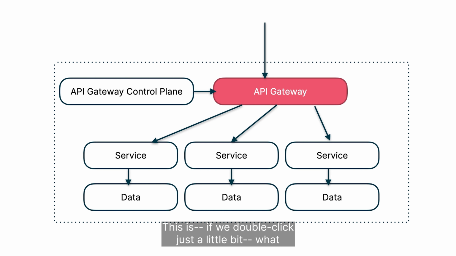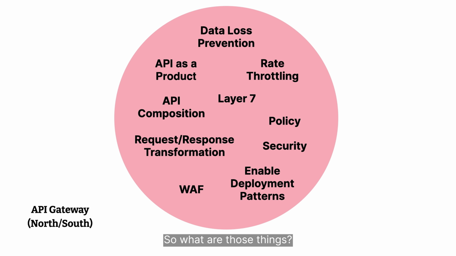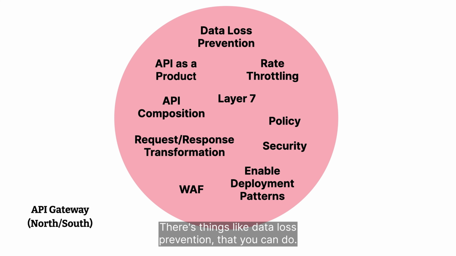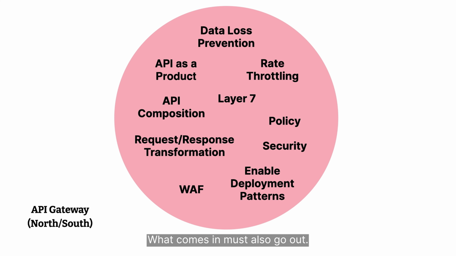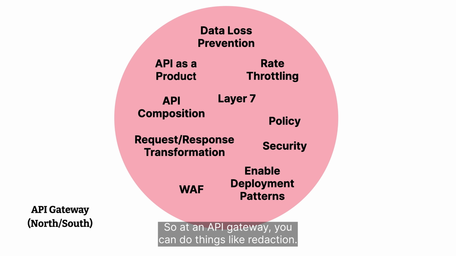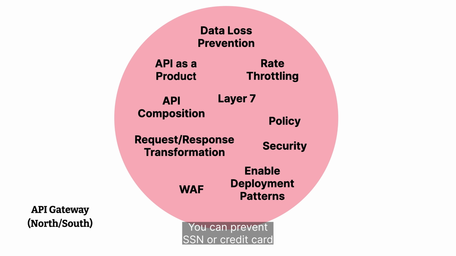If we double click just a little bit, this is what it might look like. You have sets of services, an API gateway, and a control plane, and from that control plane, you can do different things at that seam that you've put at the boundary of your system, the perimeter of your system. So what are those things? I'm glad you asked. There's things like data loss prevention that you can do. What comes in must also go out. So at an API gateway, you can do things like redaction. You can prevent something like an SSN or credit card from leaking outside of your perimeter.